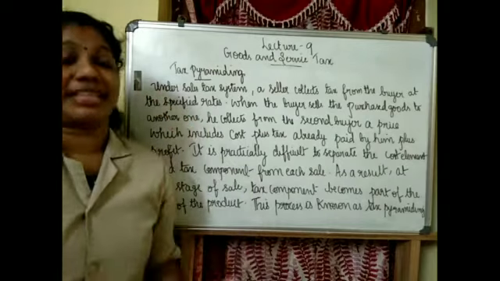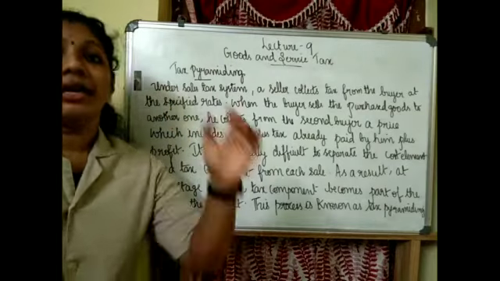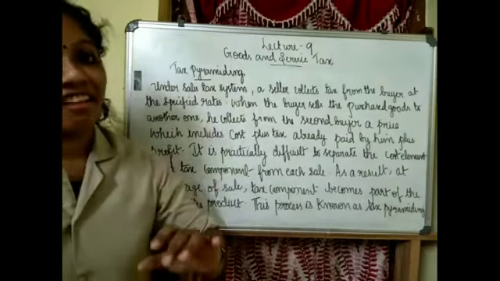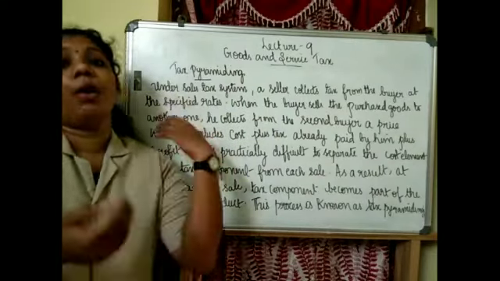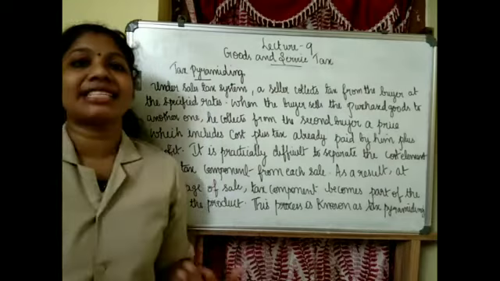So the main aim of GST is to eliminate tax cascading effect and tax pyramiding effect. Appo ningal chalpa 2 marks nu chodikkum: what is tax cascading effect and tax pyramiding effect.